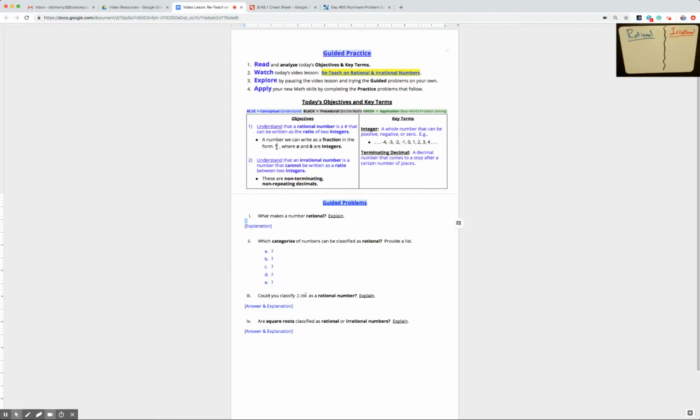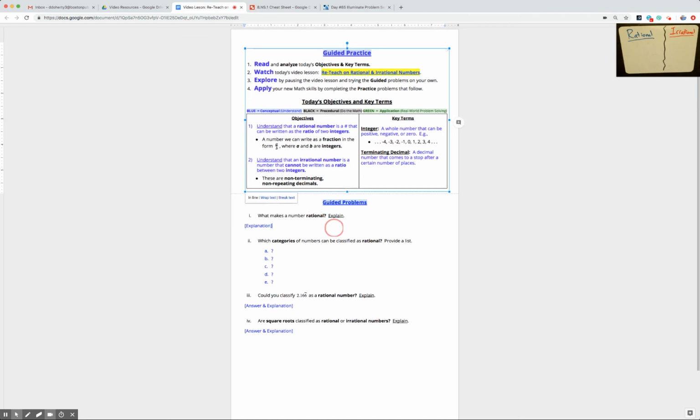The first part of guided problems today asks you what makes a number rational. The whole key at the end of the day is our first objective. Can we write it as a fraction, as a ratio of two integers? So for part 1, you should be writing about the idea that rational numbers are something we can write as the ratio of two integers, or something we can put as a fraction.